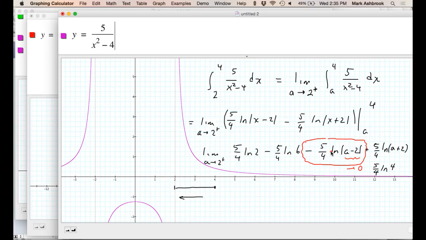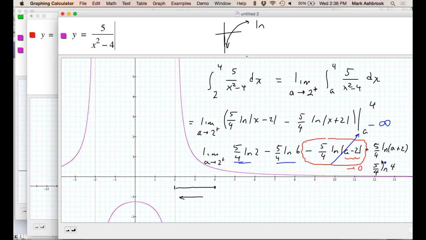And so then what happens to the natural log as your argument gets close to 0? Do you know what the natural log graph looks like? This is natural log. It looks like this, right? So as a gets close to 2, this argument gets close to 0, and natural log of that will then go to negative infinity. So conclusion about this amount of change from 2 to 4 at this rate: is it finite or infinite? Or is it convergent or divergent? Divergent.